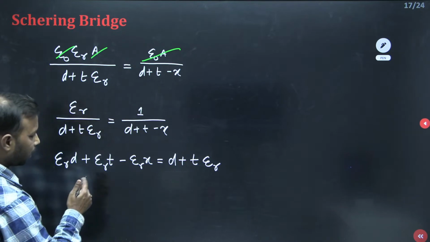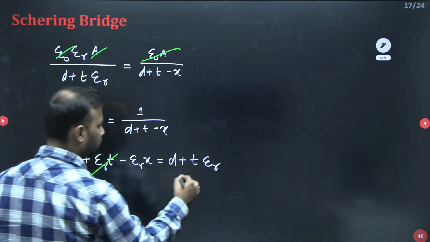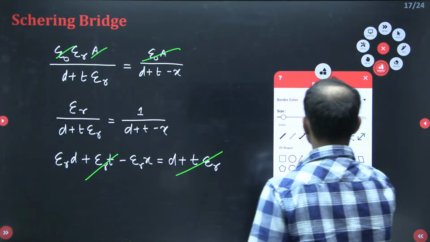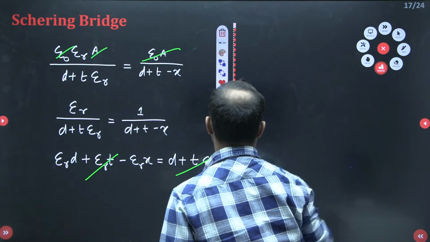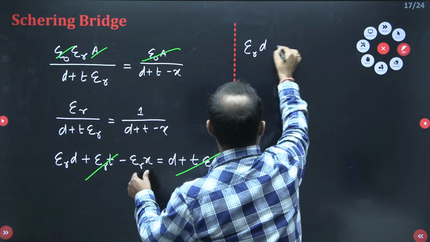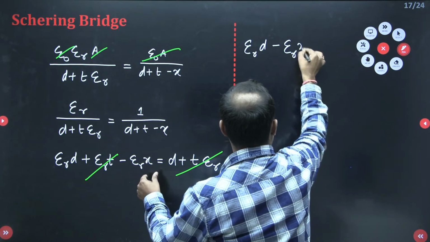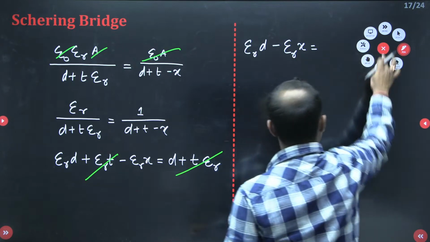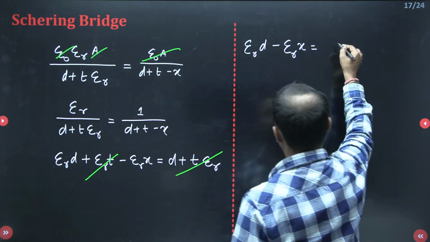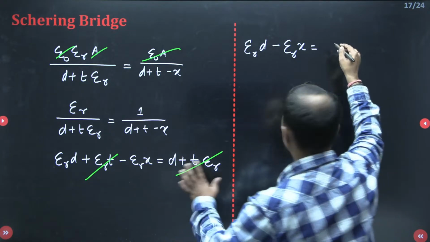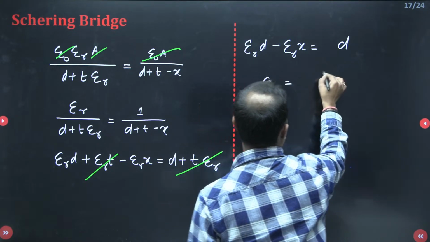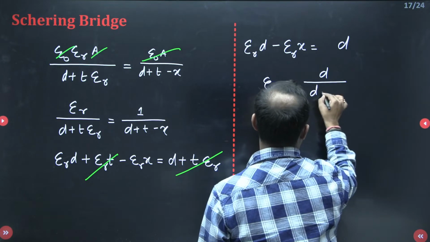Let us see something is cancelling out over here. This will be cancelled out. So we are left with epsilon r d minus epsilon r x, which is equal to d. So here epsilon r will be equal to d upon d minus x.